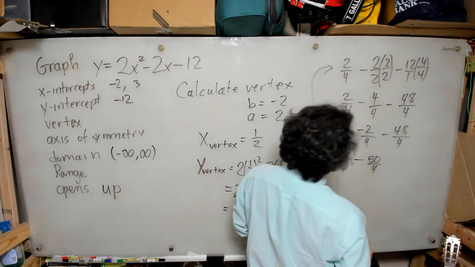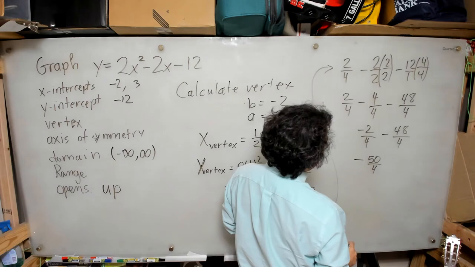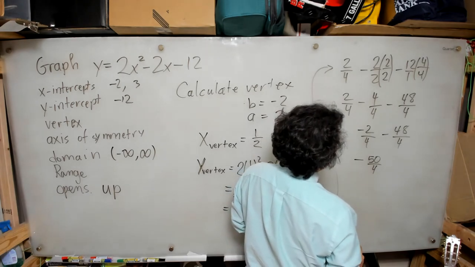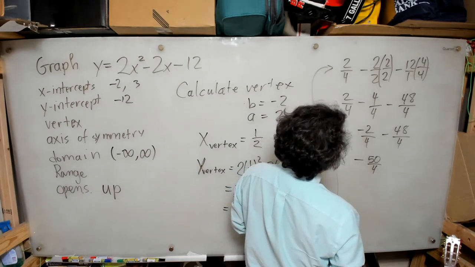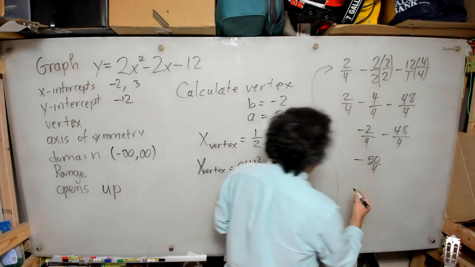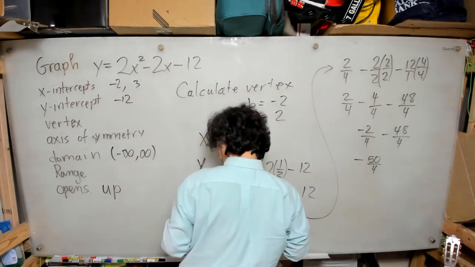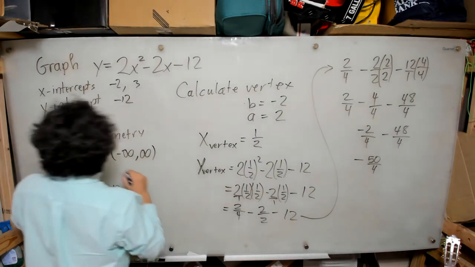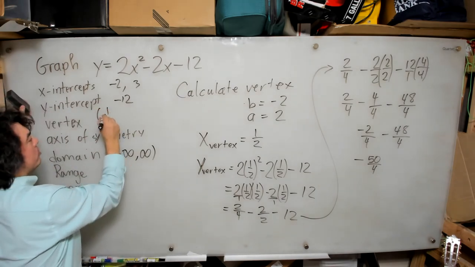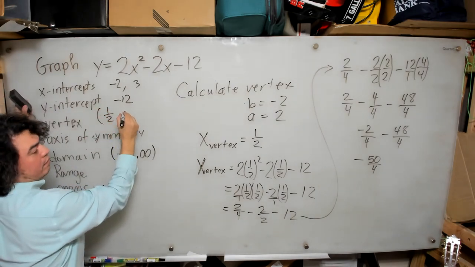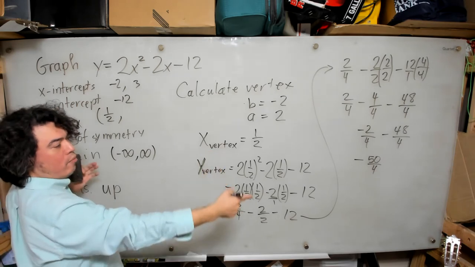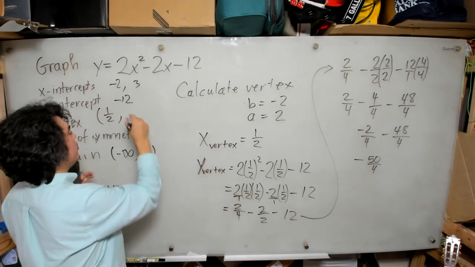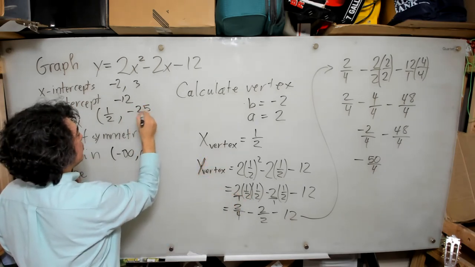And then if we want, we can simplify that out. So this will actually become, let me write it down first here as a fraction, and then we'll simplify it over here in a little bit. So 1/2 and negative 50 over 4. Let's divide the top and bottom by 2, so negative 25 over 2. Okay.